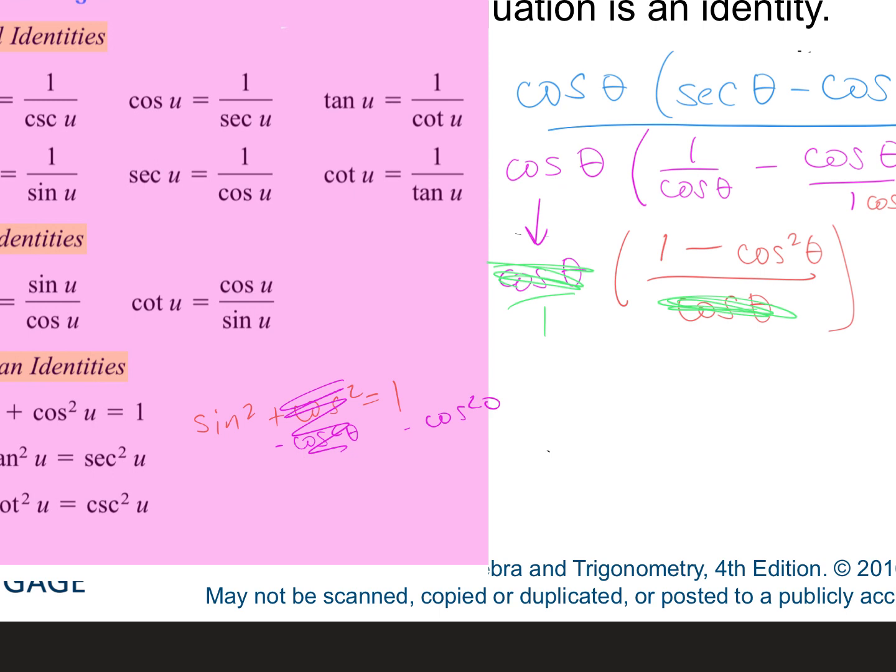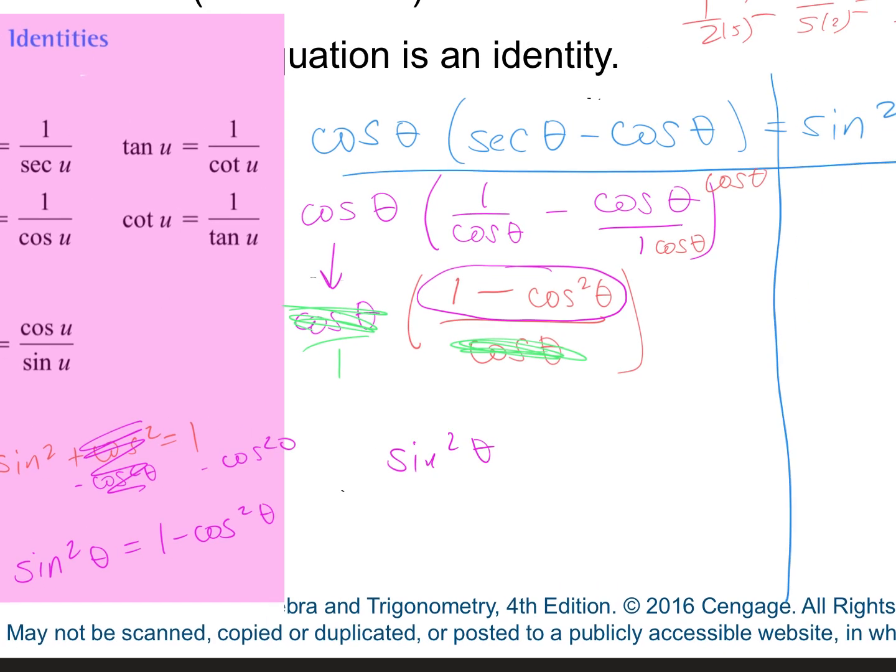So this goes away. This means the same thing as the original. It's just written a different way. What can I replace this with? Sine squared. So I have sine squared theta over here. And what does it say over here? Equals sine squared theta.